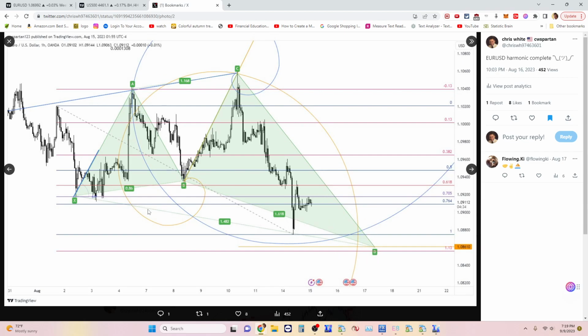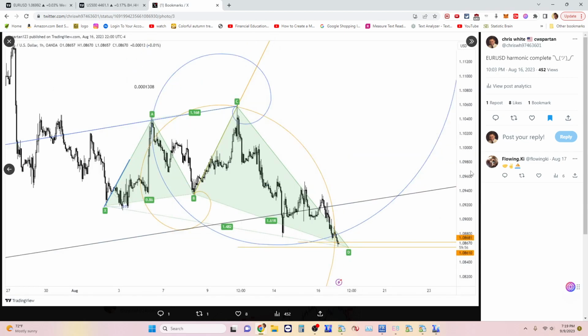It was this 1-hour harmonic, and it said it would go here, and lo and behold, there we go. We're pretty much going into the 17th. So there you have it. Direction and magnitude of price to target on forecasting.